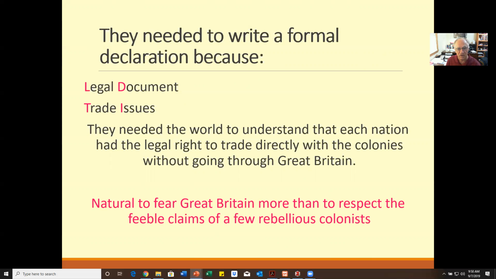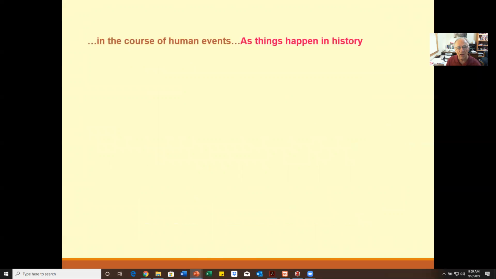So they put the Declaration out there and they said, hey, we're free, start dealing with us. Big deal, really big deal. And it was a legal document that lays out the reasons that they can make that claim. So let's start with this. In the course of human events, that's pretty plain if you just read it as it is.